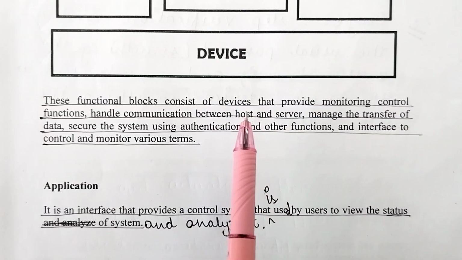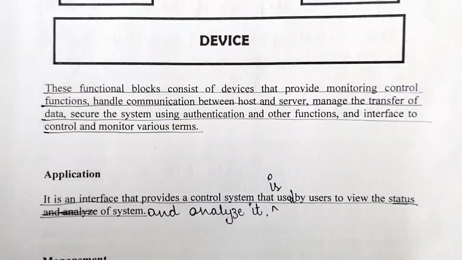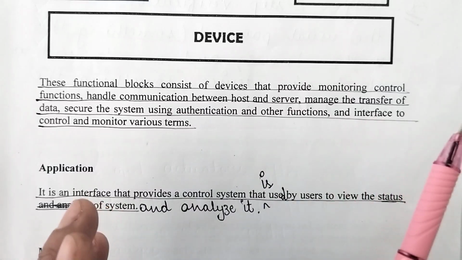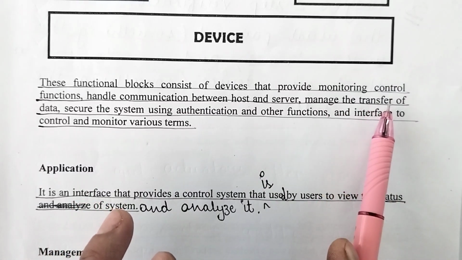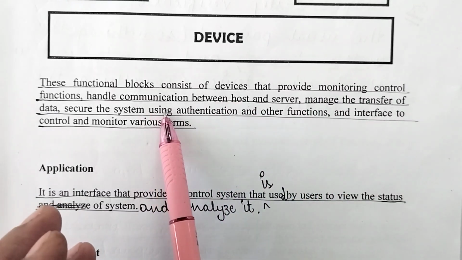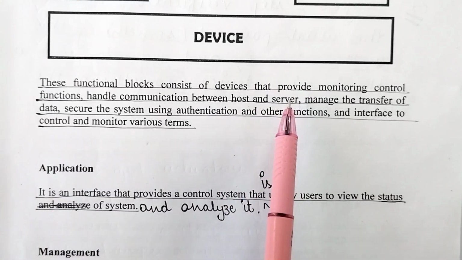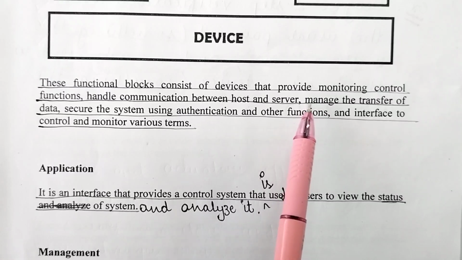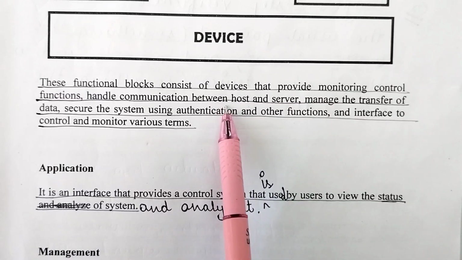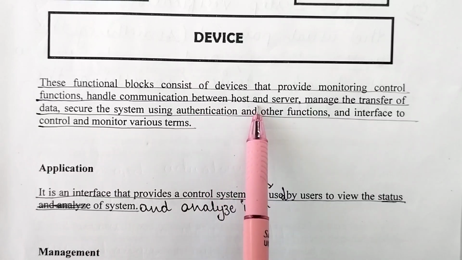When we talk of these entities in the functional blocks, what are they doing? They are providing the monitoring control. You have to monitor certain conditions and aspects using an IoT device, and that monitoring control is provided using the devices. Then communication needs to be handled between the host and the server. Unless there is communication between the host and the server, what is the point of sensing things and processing data unless you communicate it? So, communication is very important, and these devices also handle communication between the host and the server.